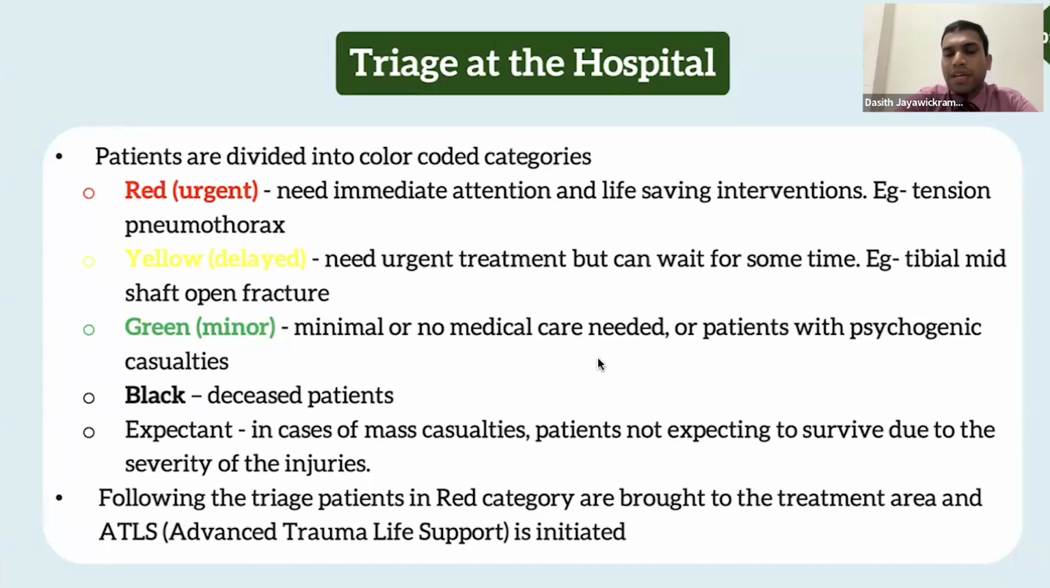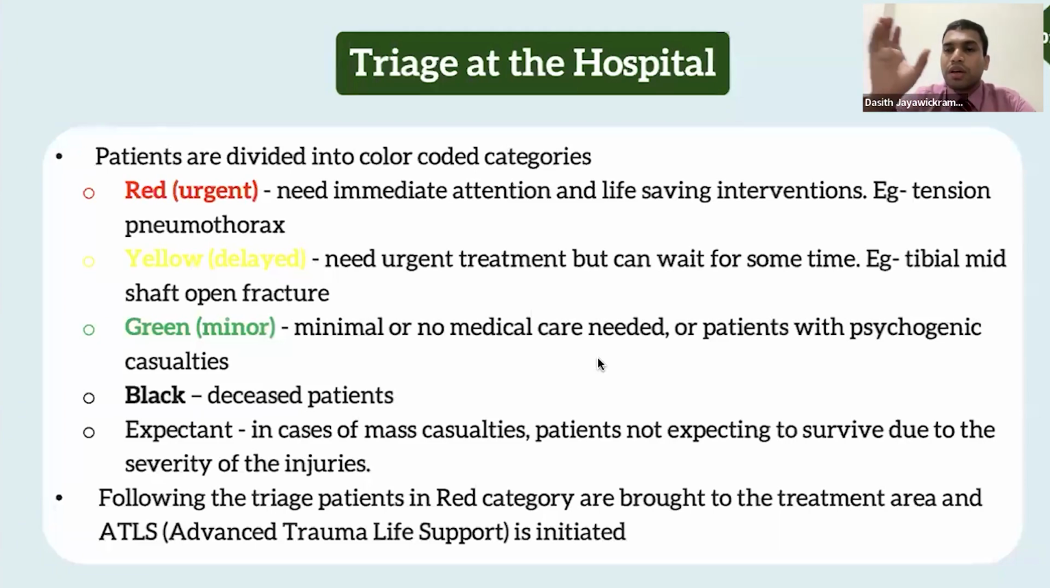For example, a patient with tension pneumothorax, a patient with cardiac tamponade. Those are life-threatening events. They need to be attended to immediately. So they are in the red category. Then comes the yellow. That means delayed category. They need treatment, but it's not urgent. They can wait for some time. For example, they can wait 30 minutes to 1 hour.